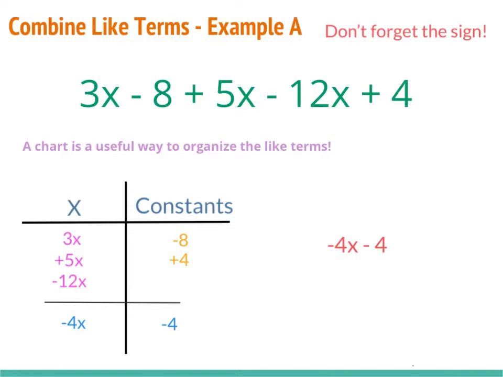I cannot combine these together and get -8x. They are not the same thing. -4x is a variable and a coefficient, and -4 is a constant. They are different things. This is the end of the problem. This is my answer. Do not attempt to add them together. I hope I am being very clear here. This is as far as you can go. This is the end of the problem. Excellent. Let's go on to example B.